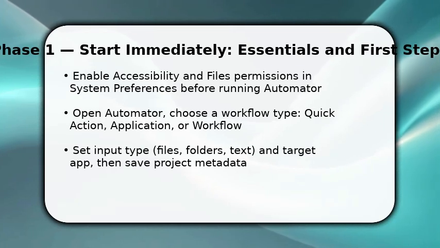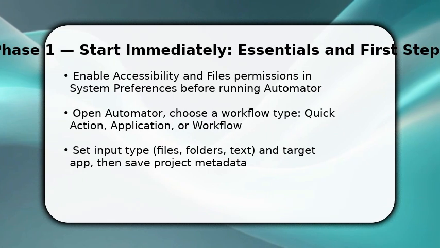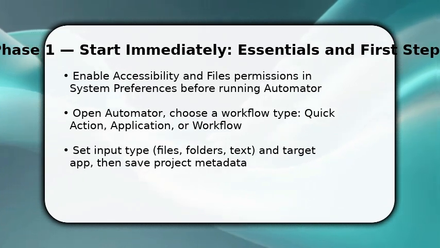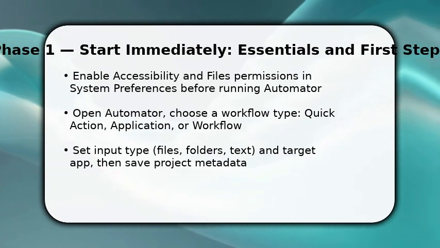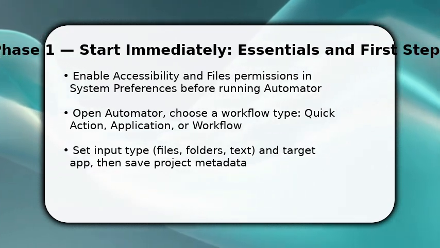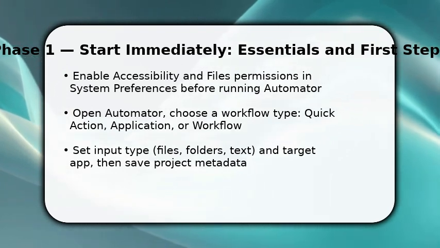Enjoy the video. You begin by making sure Automator can control your Mac, enable accessibility and files permissions. Open Automator and pick the workflow type you need, quick action for services, application to run standalone. Once chosen, set the input type to files, folders, or text and pick the target app.